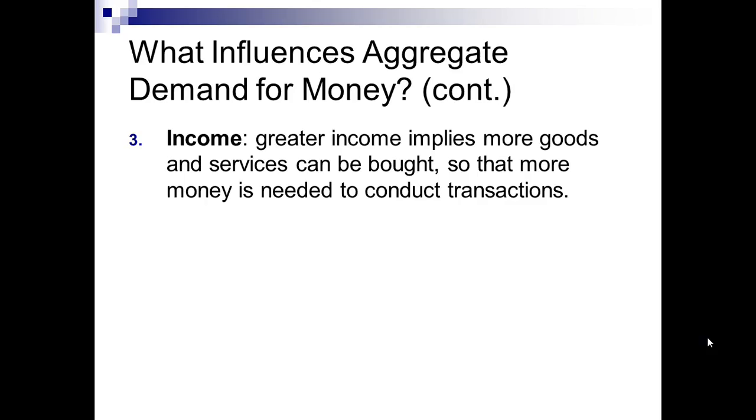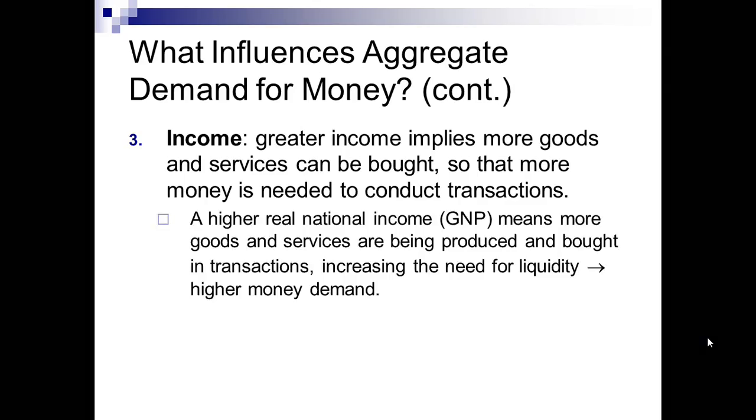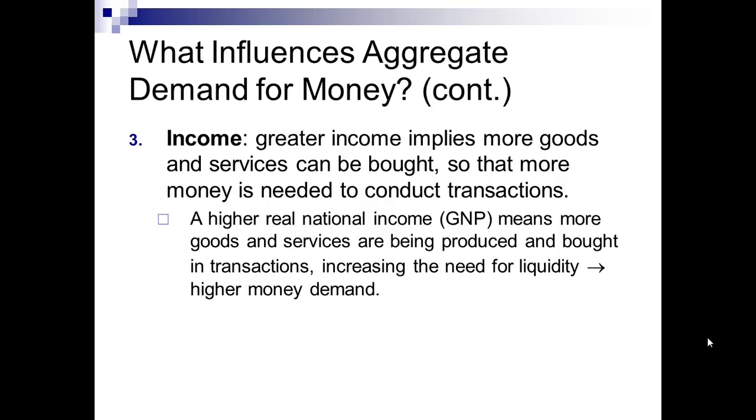The third thing that influences demand for money is income. Greater income implies more goods and services can be bought, so more money is needed to conduct transactions. A higher real national income, or GNP, means more goods and services are being produced and bought in transactions, increasing the need for liquidity. So higher national income will lead to higher money demand.